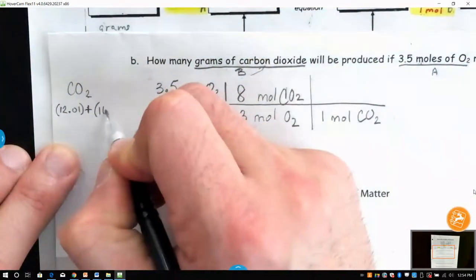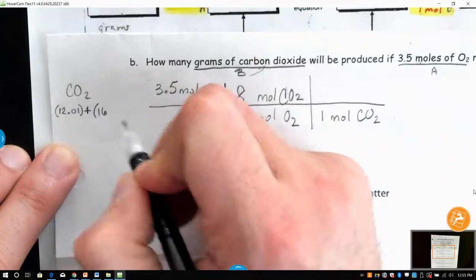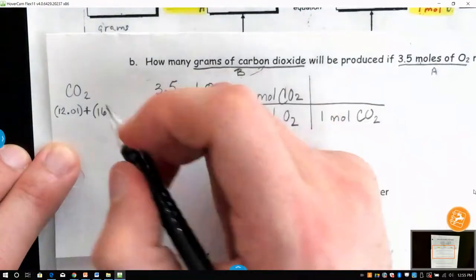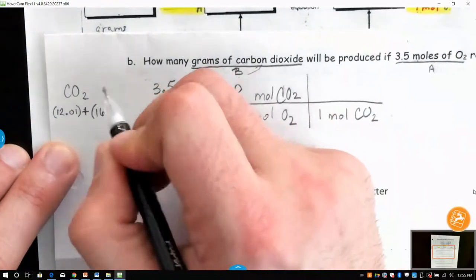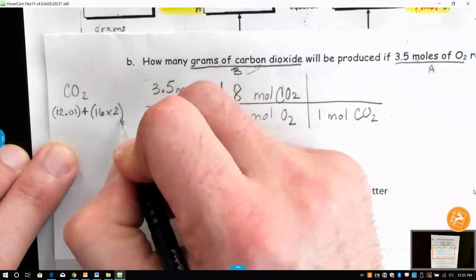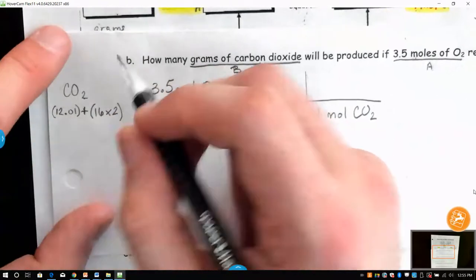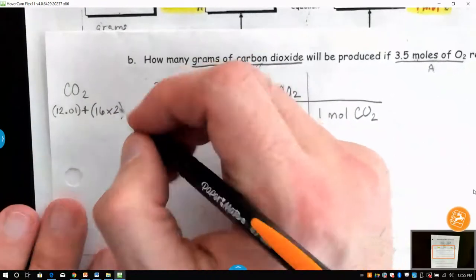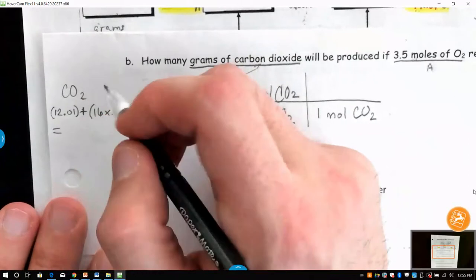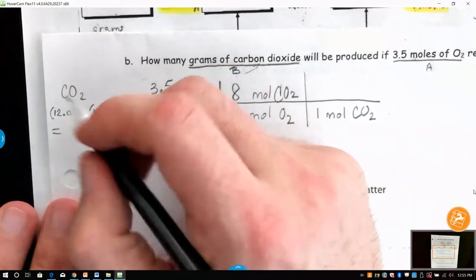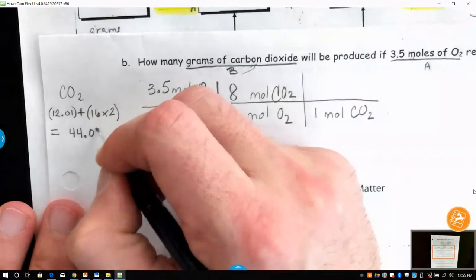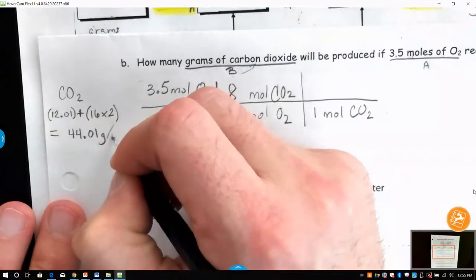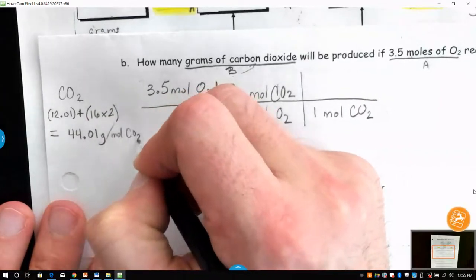So this is the mass of oxygen. But how many oxygens do we have? So you're going to do times 2. Now we're done with the oxygen, so we close the parenthesis. Are there any more elements? No, so we don't need another plus sign. We then just equal that out. So 32 plus the 12.01, and we get 44.01 grams per mole of CO2.